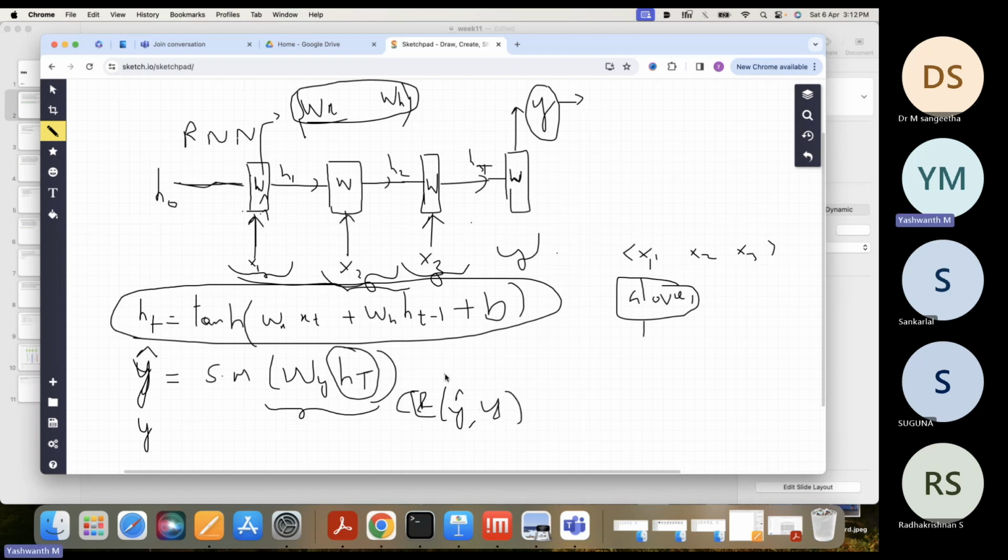So does anyone know what are the problems associated with these simple RNNs?